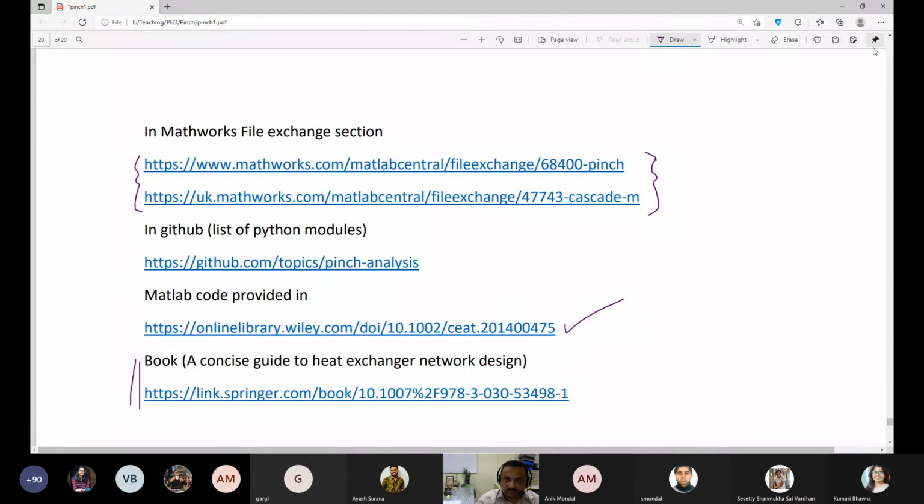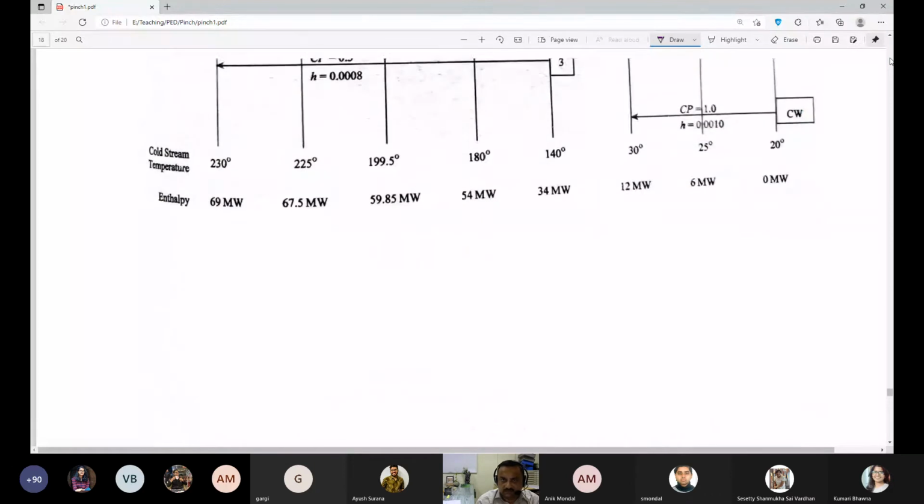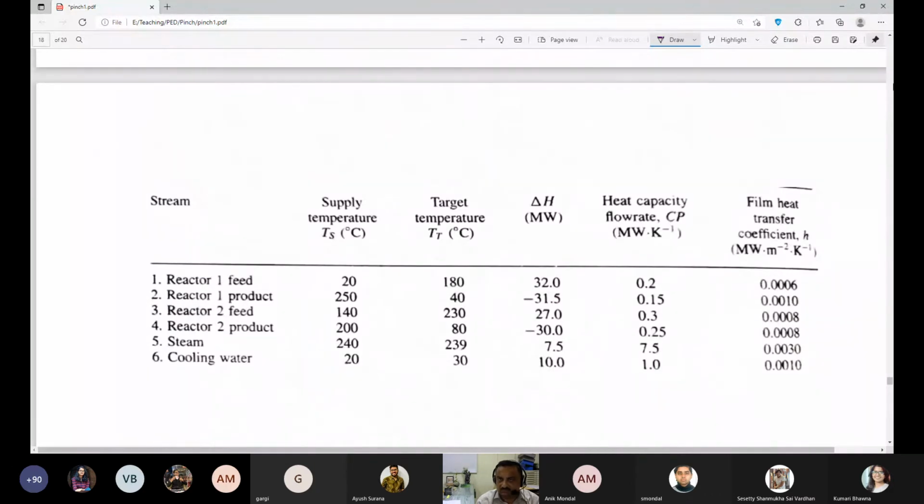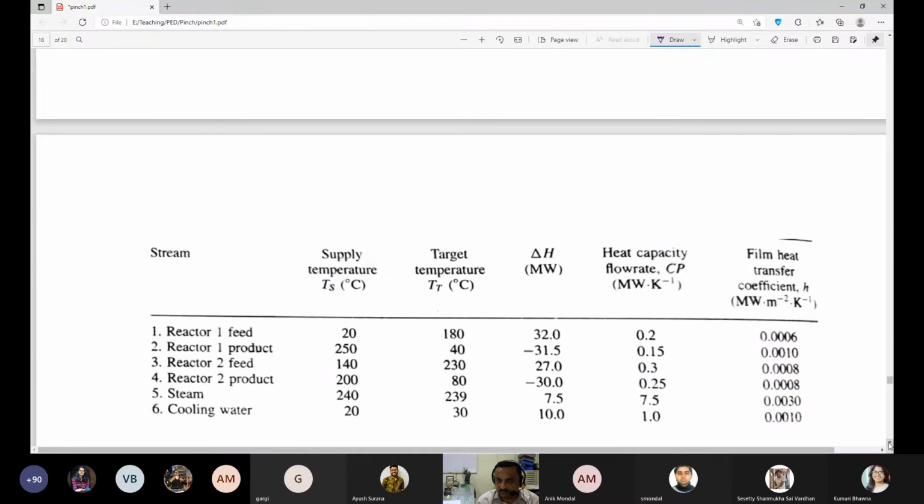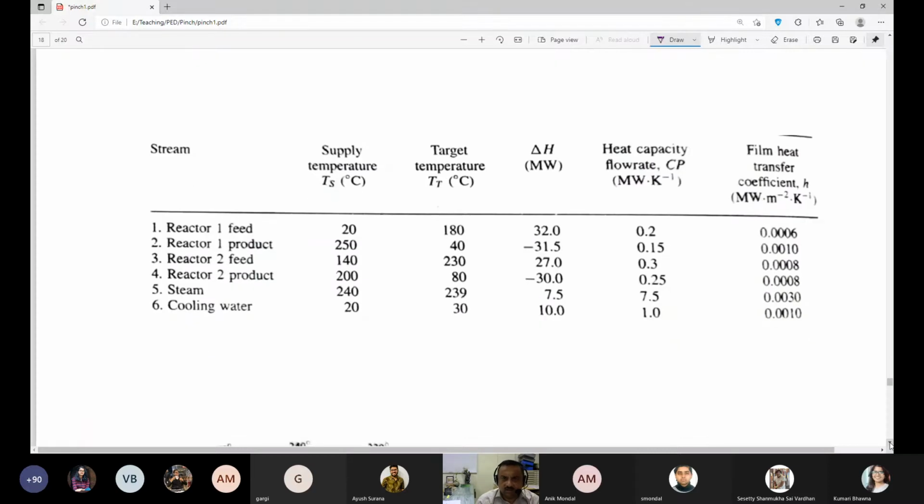There are other books, but those are not available in the library, so I cannot say specifically that this is the book you follow. But the book by Springer Publisher is good enough, at least to get an introduction to composite curves and pinch analysis. You get a fair idea. Now we are continuing on that same problem. When it comes to finding the cost, there is one issue which we have not addressed so far.